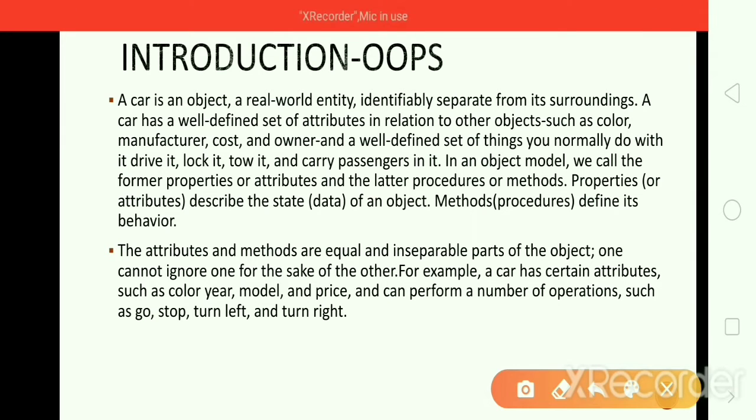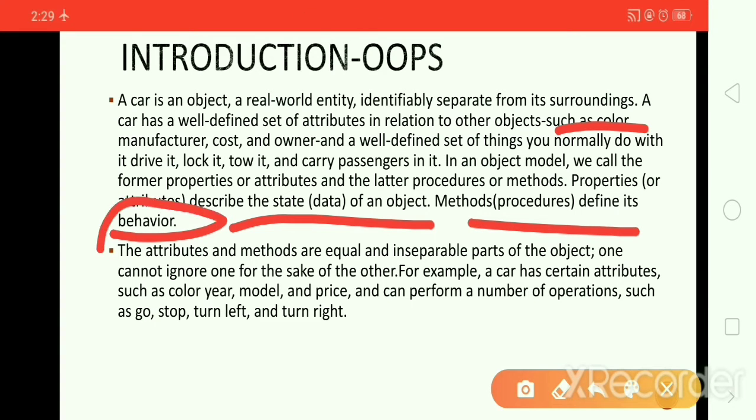Properties or attributes describe the state of an object, that is the data. Methods or procedures define its behavior. The color, that is the property of your car, so that describes the state of an object, guys. And the method or procedure defines the behavior of your object. For example, drive, lock, tow, carry passenger.